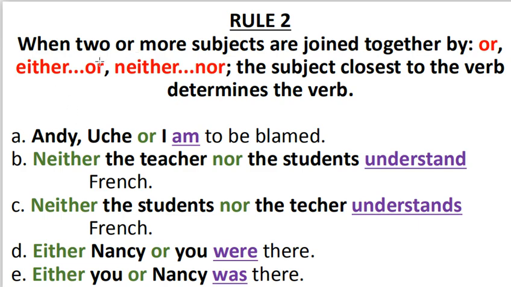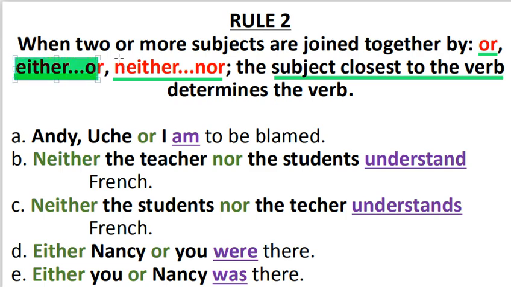Rule 2. When two or more subjects are joined together by or, either or, neither nor, the subject closest to the verb determines the verb. This rule is called the rule of proximity. The subject that is closest to the verb determines the verb. Just look out for these coordinating conjunctions, either or, neither nor. Whenever you come across these conjunctions, take note of the subject that is closer to the verb.